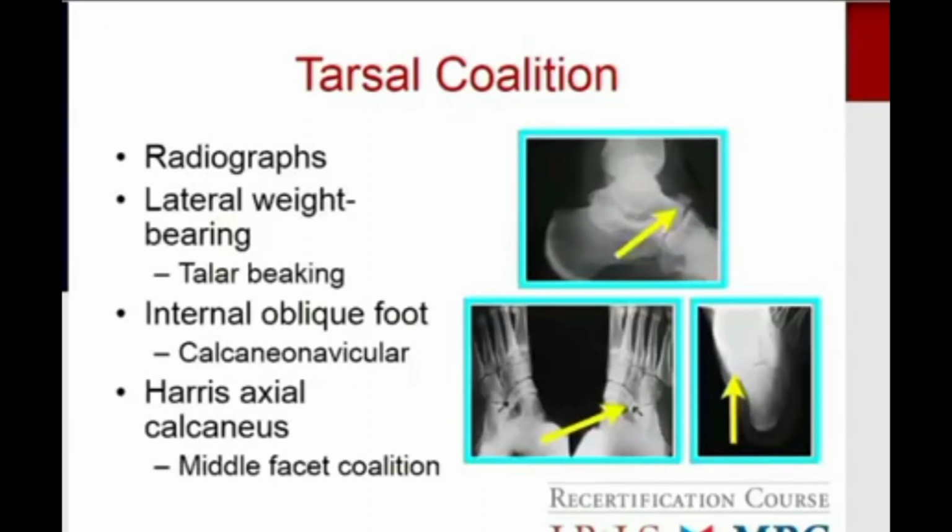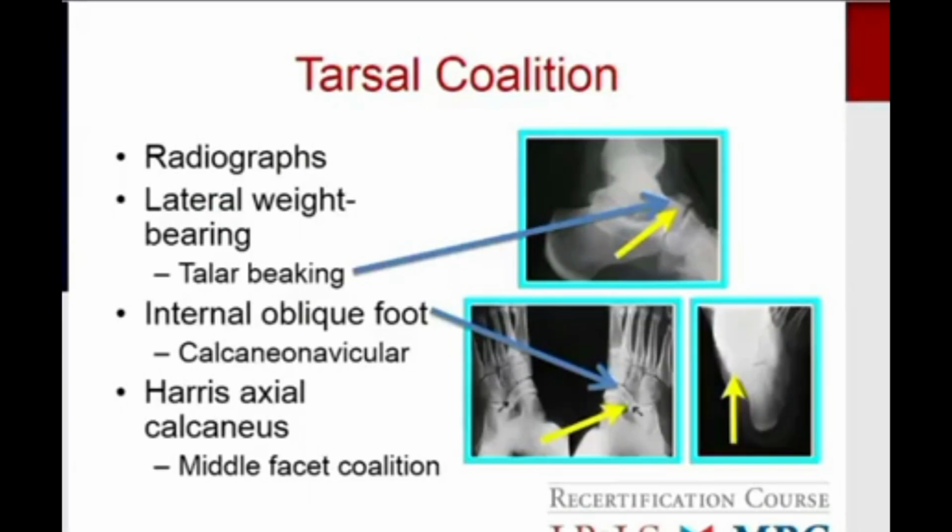Again, we have key radiographic views to look for. We always get a lateral weight-bearing view to look for this so-called talar beaking, which can occur because of lack of rotation or varus valgus tilt to the hindfoot, which creates subsequent stress at the talonavicular joint and those osteophytes developing. If we suspect a calcaneonavicular coalition, we now get an internal oblique X-ray of the foot. Not external, like we talked about with the accessory navicular. Now we get an internal oblique because we can define carefully whether we have a calcaneonavicular coalition.